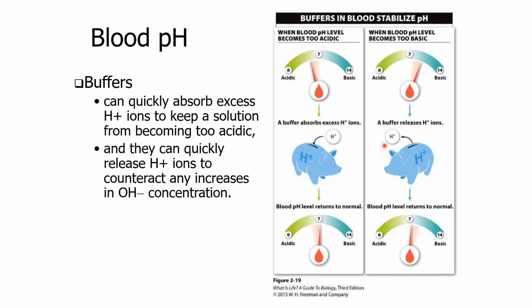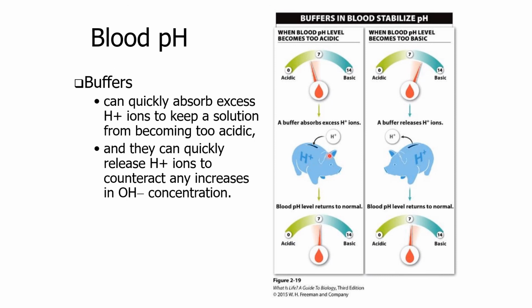How does it work? Think of the buffer, and that's just an analogy, as a piggy bank. And let's say that here is the gauge of the pH of your blood. And as I said, we always want to stay around 7. Let's say that your blood is starting to head towards the acidic side. Your buffers are going to quickly act to prevent that.